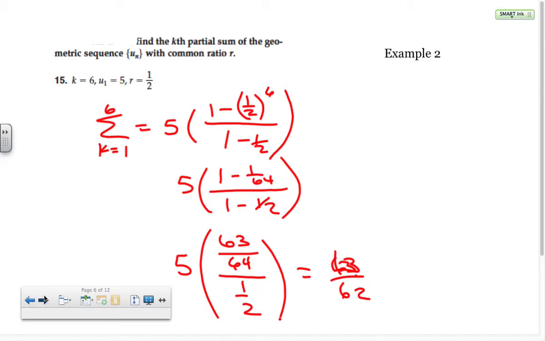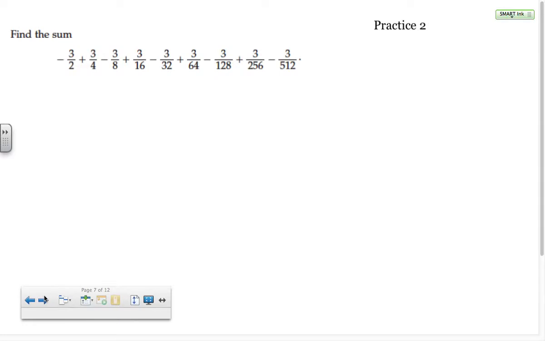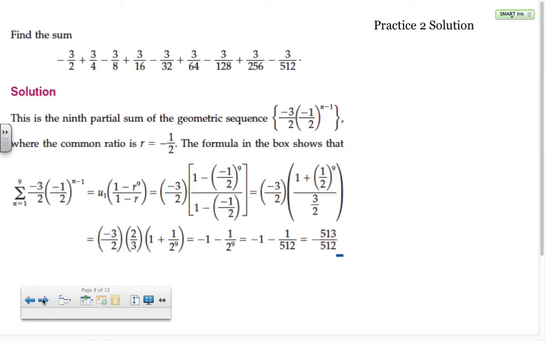But let's move on really quick. It's really the formula. Make sure you have the formula. So here's practice 2. Again, a little bit different than the example that I gave you. Go back to your formulas and see if you can make some connections there. Here's your solution.